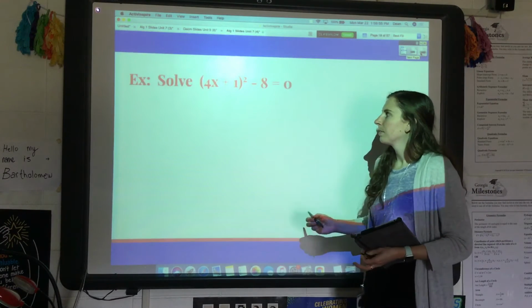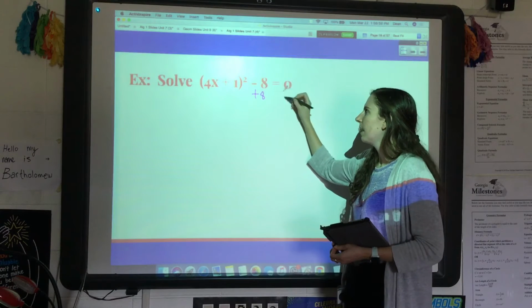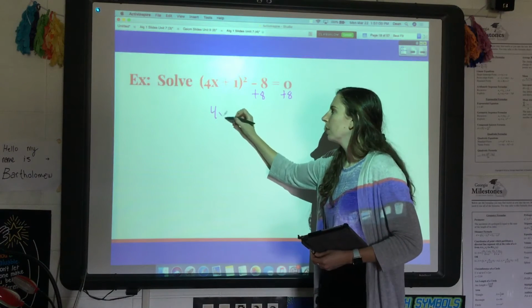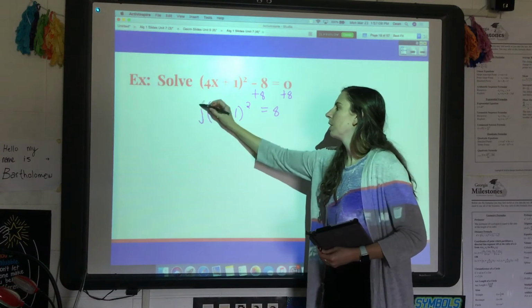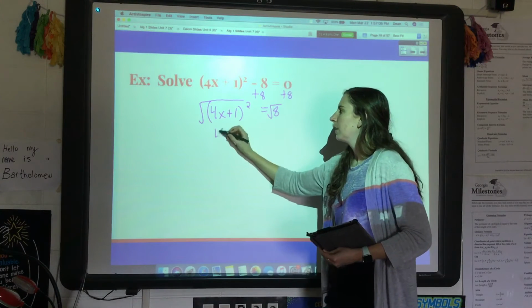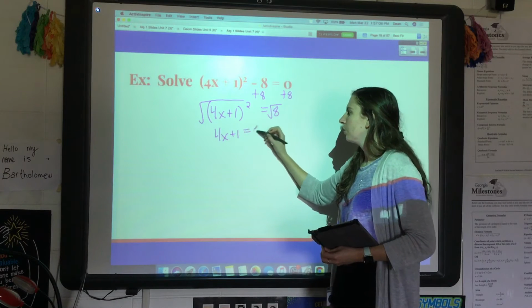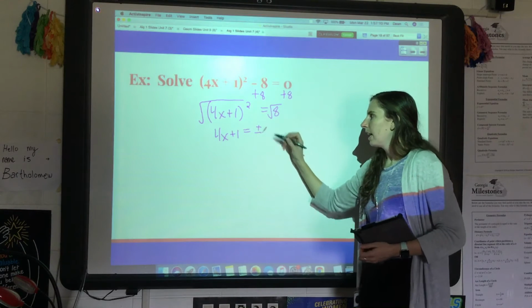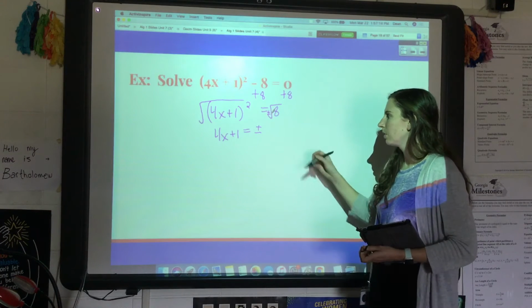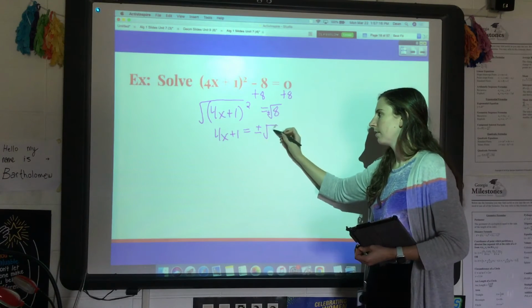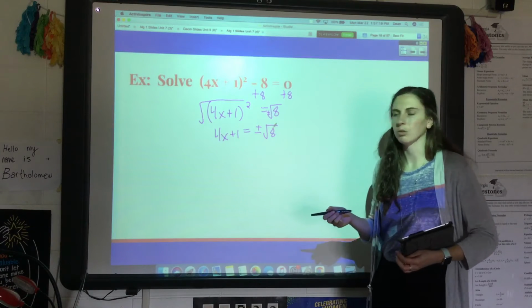Let's try another one. This time I'll add 8 to both sides. So 4x plus 1 equals 8, then square root. Don't forget plus minus here. And also, 8 doesn't square root evenly, so I'm just going to leave it square root of 8. You could break it down to be 2 root of 2 if you wanted.